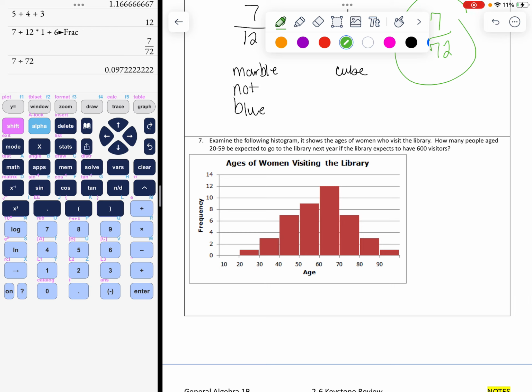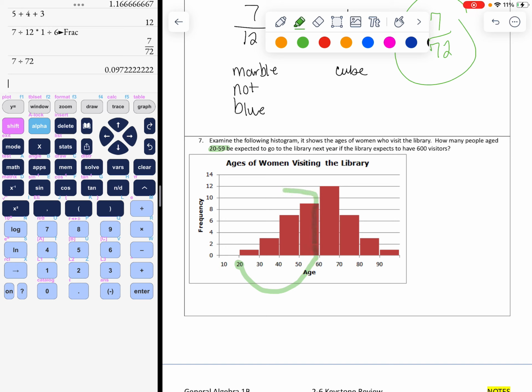Number 7, examine the following histogram. It shows the ages of women who visit the library. How many people aged 20 to 59 can be expected to go to the library next year if the library expects to have a total of 600 visitors? So this problem asks us to focus on 20 through 59. So here's 20 all the way up to 59.